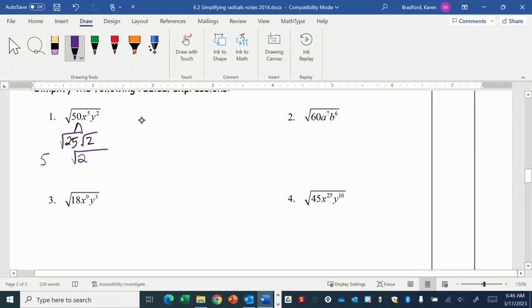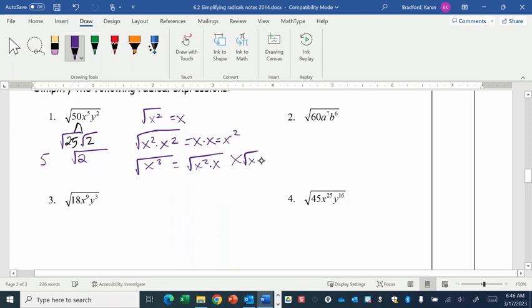Now x's and variables. We know that the square root of x squared is x. So if we have an x squared and another x squared, the square root of x squared is x, and the square root of x squared is x, giving us x squared. Let's do x to the third. The square root of x to the third is the square root of x squared with another x. Now the square root of x squared is x, and then we have the square root of x left inside.